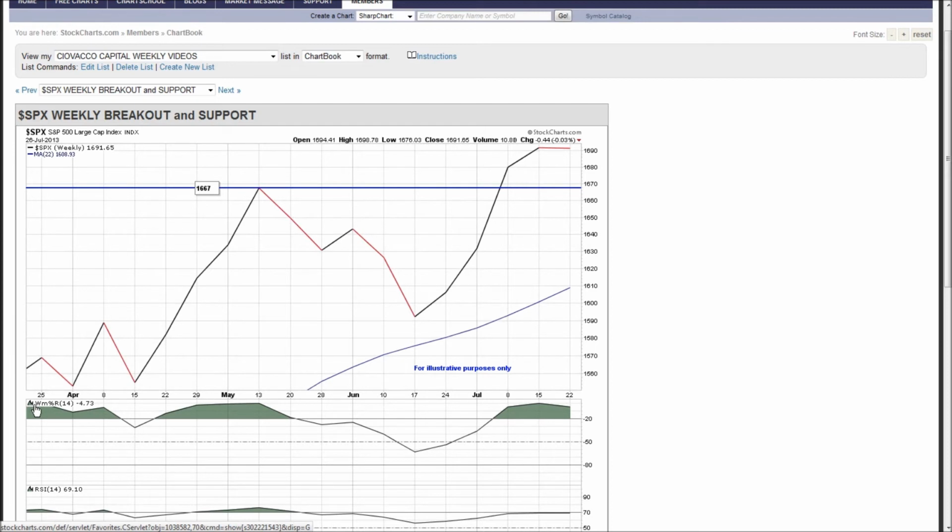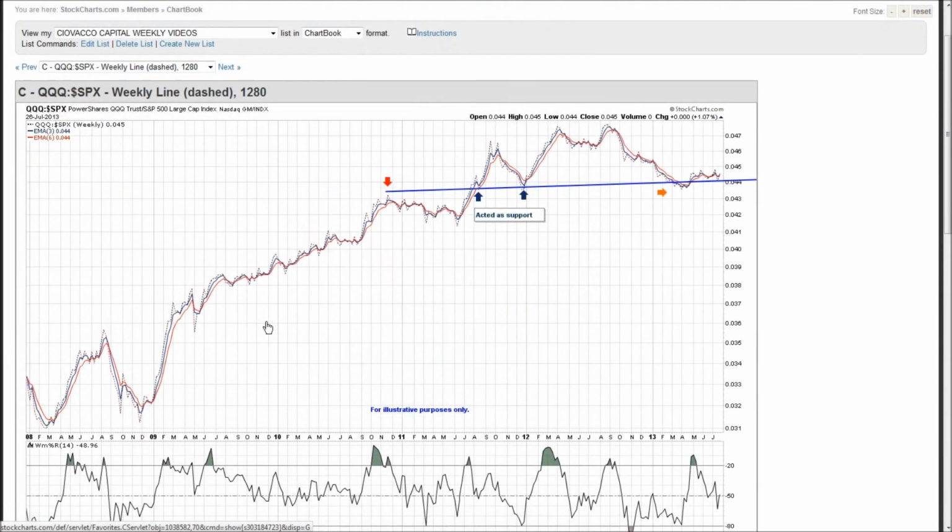Also note, Williams percent R, momentum, still in bullish and overbought territory. As long as it stays there, that's a good sign. We noted earlier in the video that leadership from an ETF perspective is almost exclusively inside the United States. One of the leaders for the past few weeks and months has been the Triple Qs, which we own a decent amount of. It's done well over the past few weeks and months.